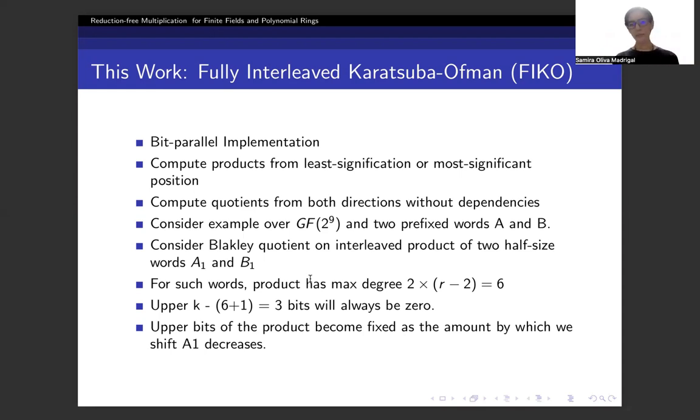And of course, the main problem here would be the quotients, right? That's the main thing that pops out. How do we do that? Because we compute the quotients from opposite directions. So the first point to address is computing the products from either direction. Yes, we can do that correctly, we know that. But can we compute the quotients without any dependencies?